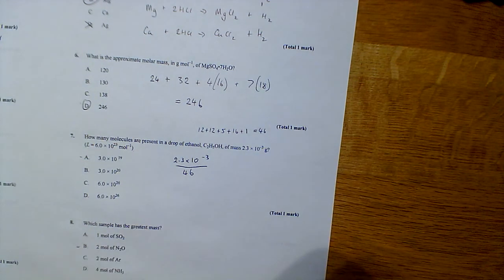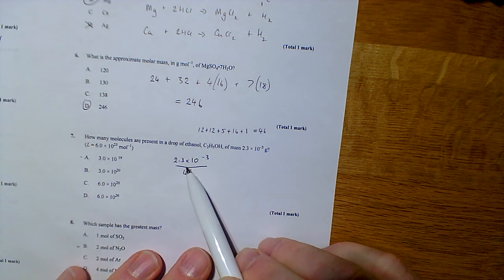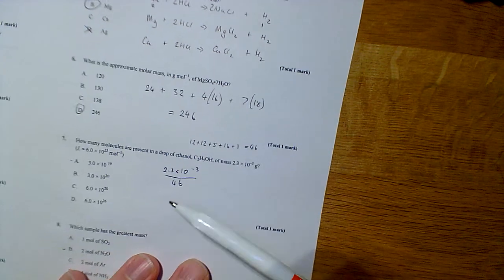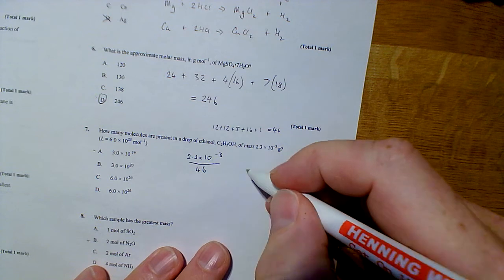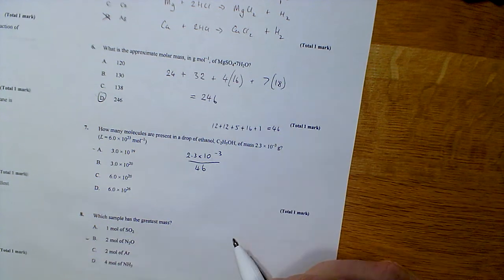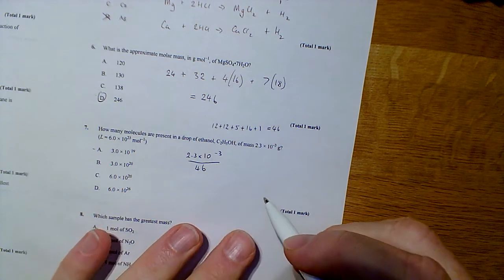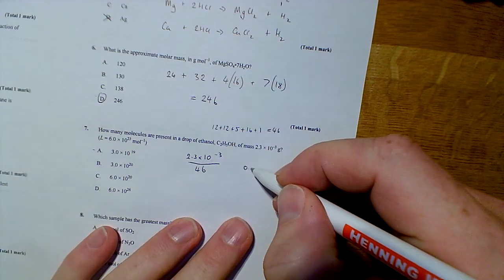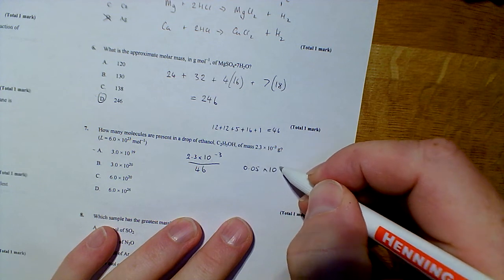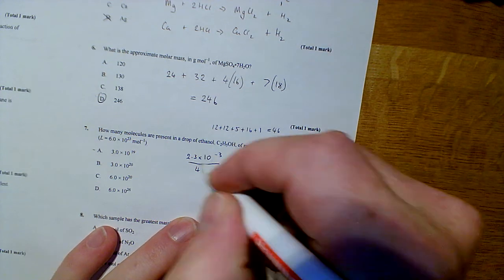Now, people struggle with these sorts of sums, and I understand that. You need to be able to do sums like this in your head, or at least on paper, if you're going to solve questions like this in your exams. Hopefully you can see that 23 is half of 46. So 2.3 is a tenth of that, isn't it? 2.3 divided by 46 is a tenth of a half, so 0.05. So if you like, it's 0.05 times 10 to the minus 3 moles.